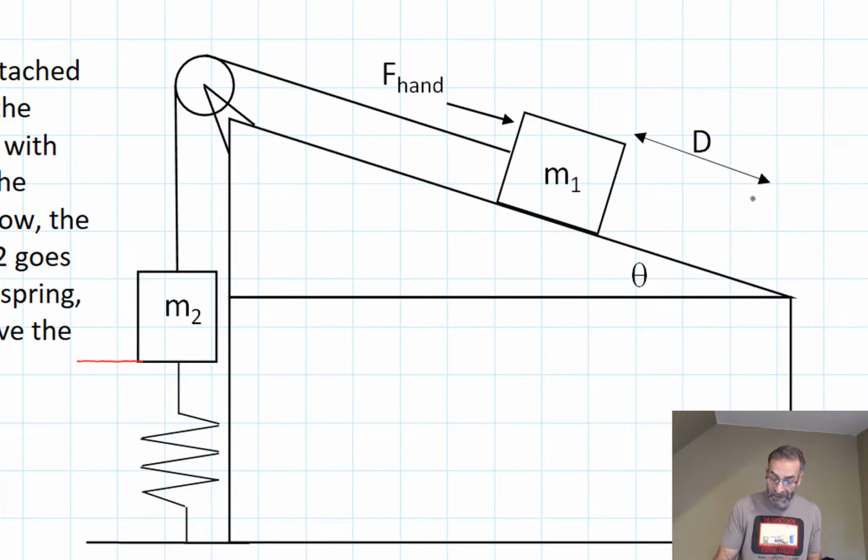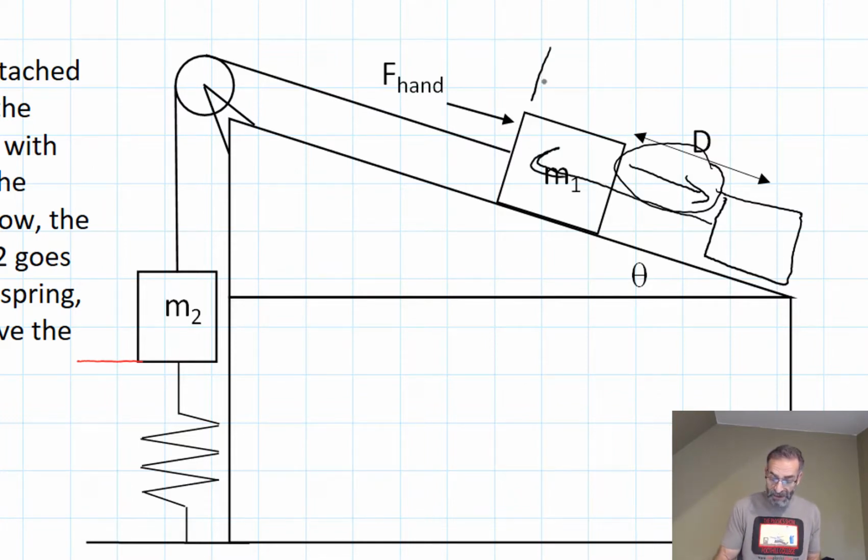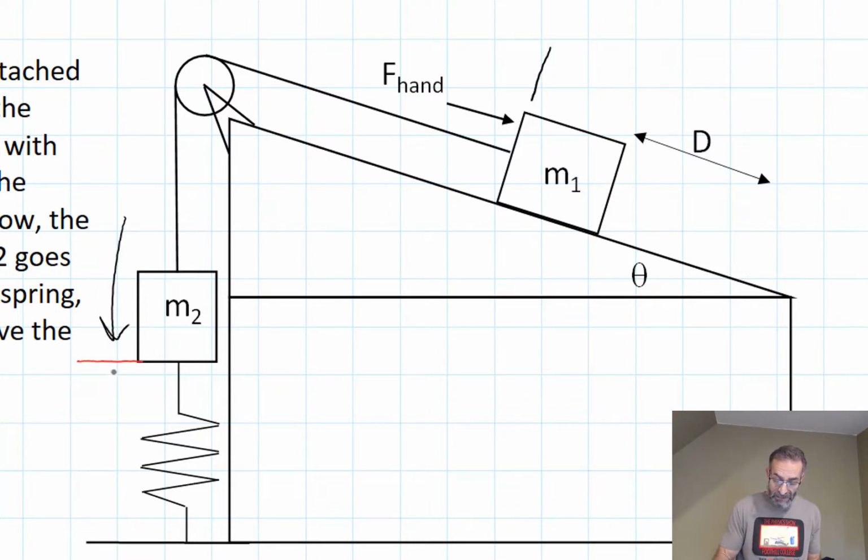So M1 is in this lower position. It's been pulled down the incline by a distance d. We apply our force F hand to the box, and then we release it. We keep F hand on the box, but we release it with our other hand, and M1 then starts to move up the incline back to its original position, and M2 goes down, and when it gets back to its original position, we want to know what's the velocity as it passes through the equilibrium position of the spring.